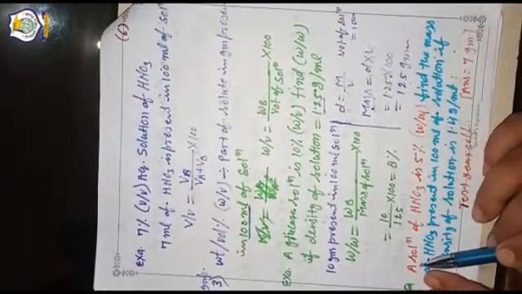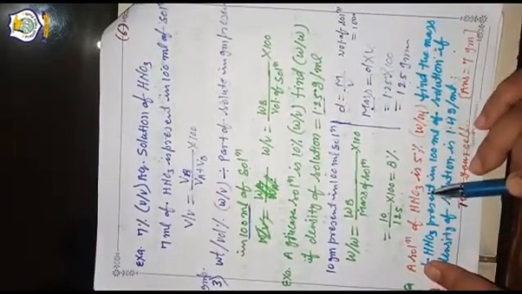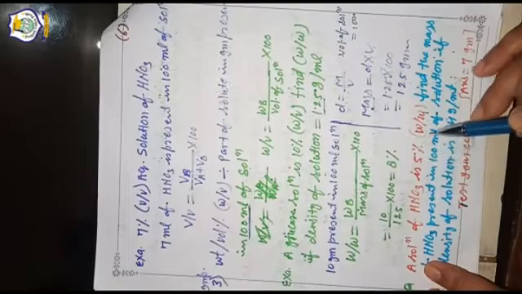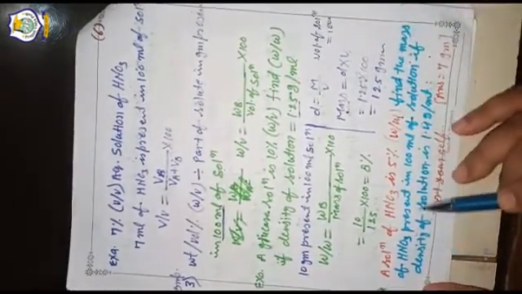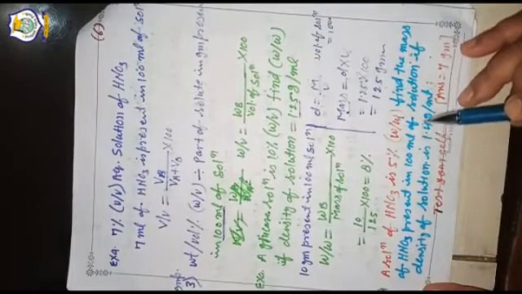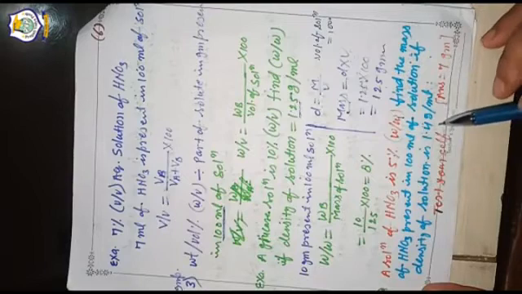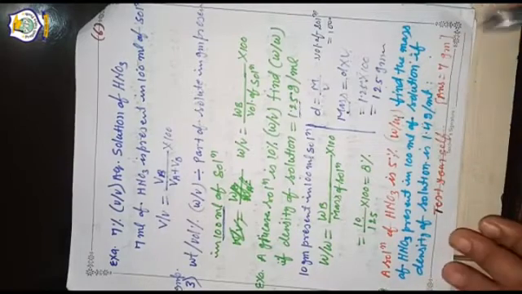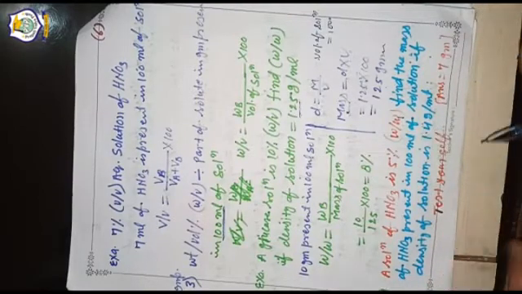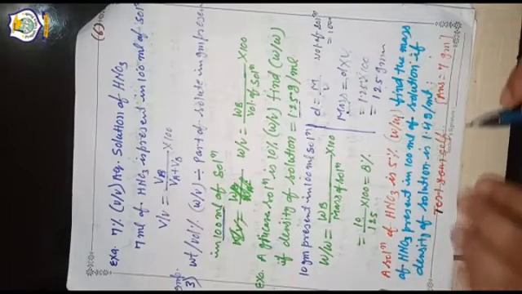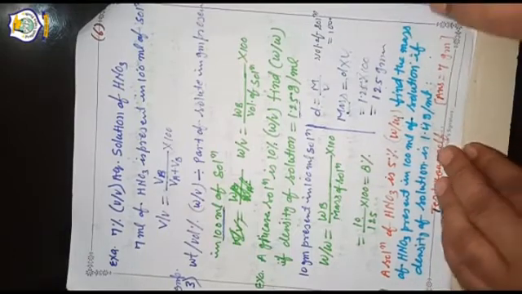Another question is, a solution of HNO3 is 5% W upon W. Find the mass of HNO3 present in 100 ml of solution if the density of solution is 1.4 gram per ml. This question is given as a test yourself. Their answer is 7 gram.